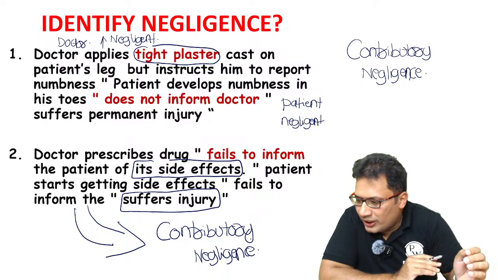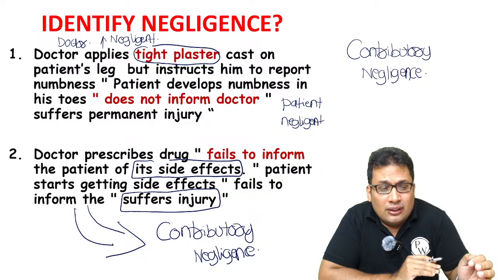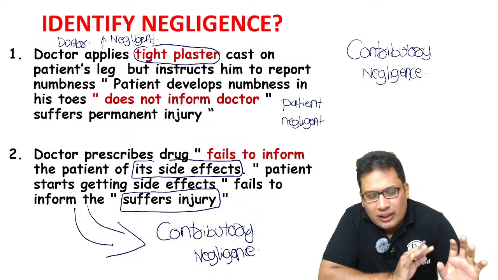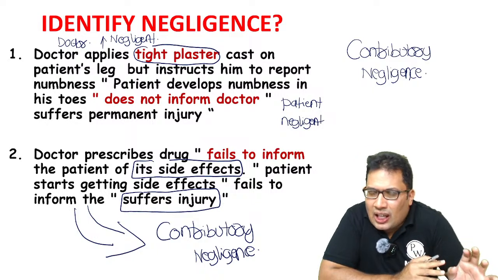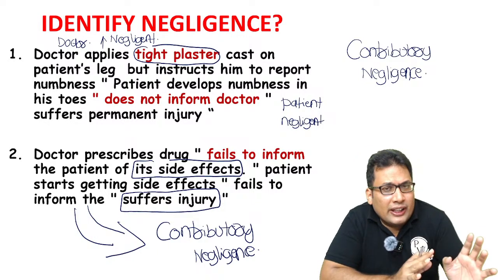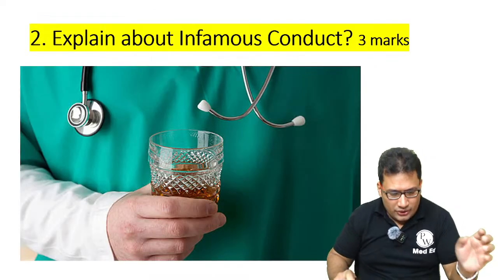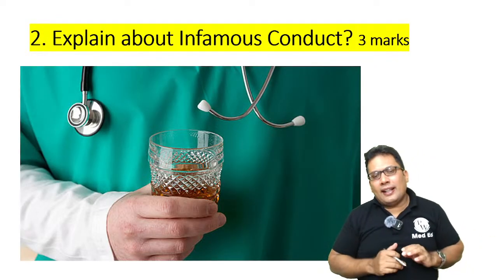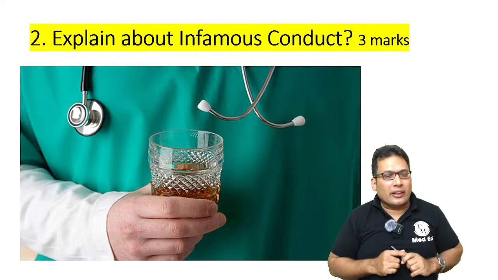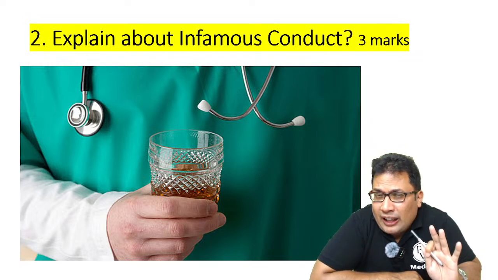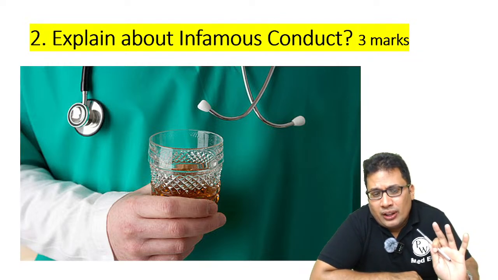Okay. So this can be a 3 marks question: Define contributory negligence and give one very good example. You can write the same definition we discussed in the class, and the same example. You will get 3 out of 3. Yes. So, next heading: explain about infamous conduct. This can be a 5 marks question or a frequently asked 3 marks question.